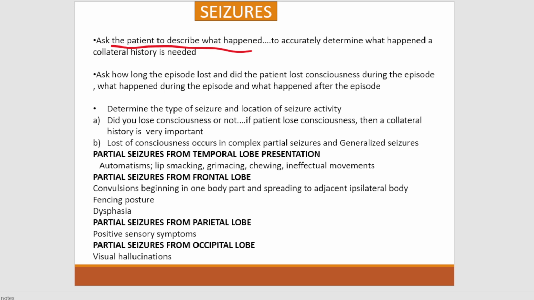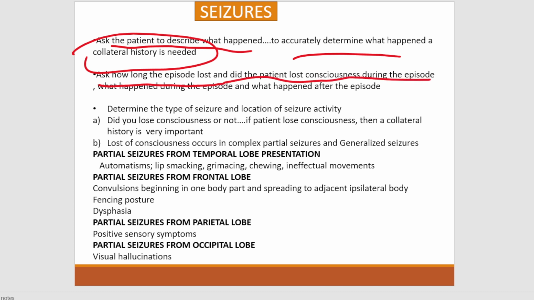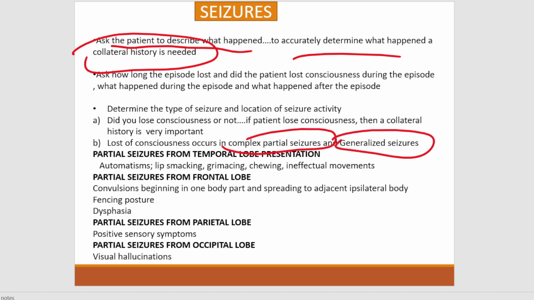To accurately determine this, sometimes we need a collateral history, which means from the nearby attendant, he or she, who has seen the event. So we'll ask the collateral history. We'll ask how long the episode lasts. Did the patient actually lose consciousness during the attack or not? Because that's important. If the patient has lost consciousness during the attack, it is either a generalized tonic-clonic seizure or a complex partial seizure. So asking about the loss of consciousness is very important.